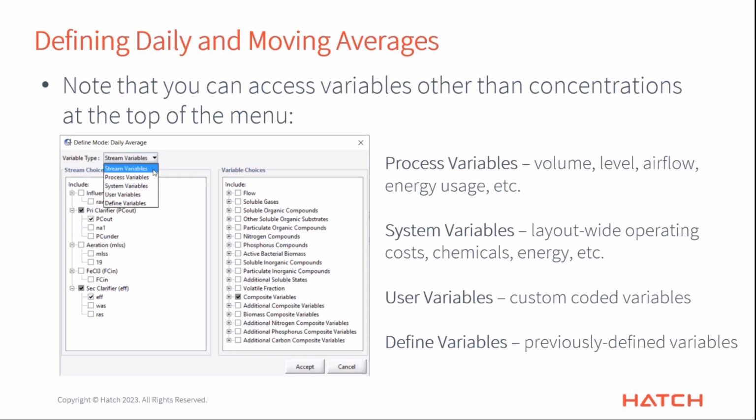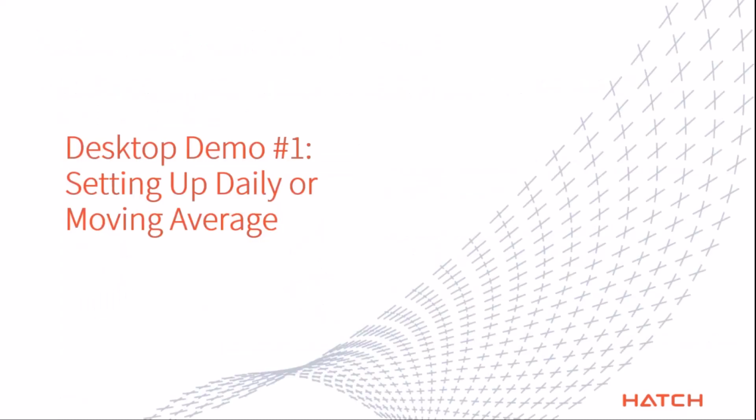But if you pull down to one of these other ones, you can get process variables, which are things like energy, airflow, the volume of the unit, like liquid volume if you have a tank that goes up and down. You also have the system variables, which are things like layout-wide operating cost, and user variables. So if you make your own custom coded variables, brand new variables that you're writing code around, you can also do defines on those as well. And then the defined variables themselves: you can do defined variables on defined variables. So as I mentioned before, defining SRT and then doing a 5-day moving average on that. That's how you get access to that other stuff. And I have a demonstration that I'll show you on that down the road.